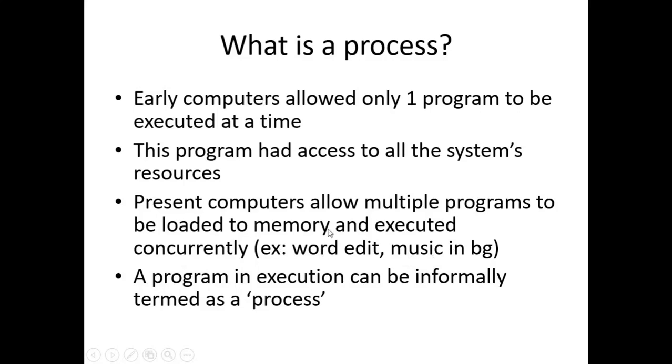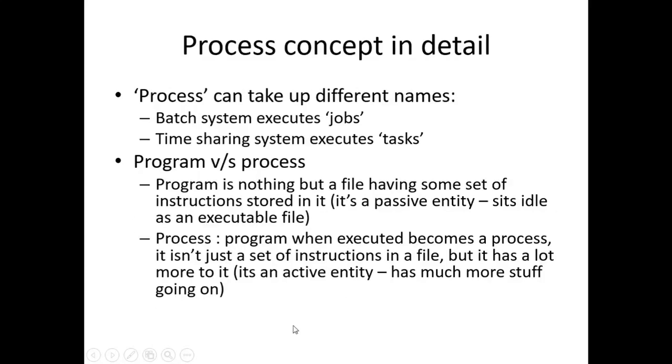So informally speaking, a program when you execute it becomes a process. A program is a static thing, which is residing on your computer, and whenever you execute that program, it becomes a process. This process term can actually take up different names. For example, if the operating system is a batch kind of system, you would call a process a job. And in case the system is a time sharing system, there you would call the process a task.